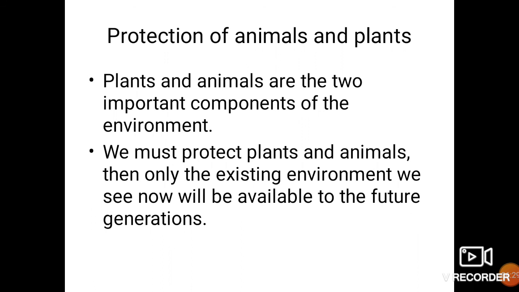So the living world around us is a wonder. We need to protect animals and plants. If we protect mother nature, it will protect us.